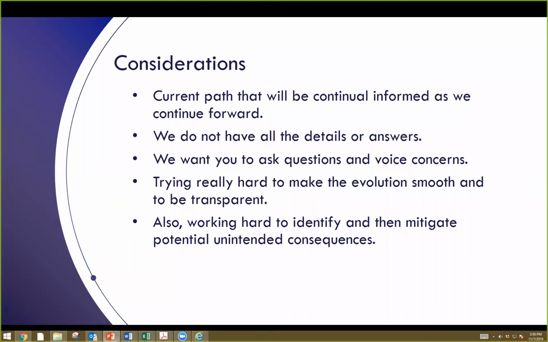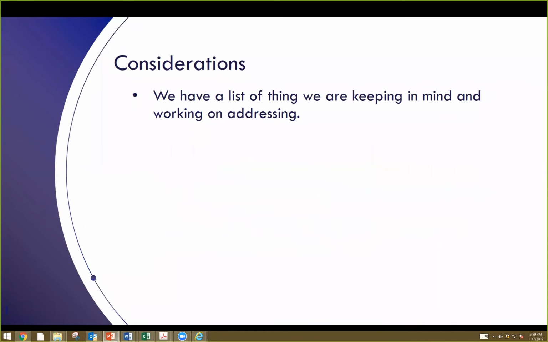Additionally, we're going to work hard to identify any potential unintended consequences, and then try really hard to mitigate those. If we know what those unintended consequences are ahead of time, we can try to mitigate the negative effects of those on districts across the state. We have a list of things we're keeping in mind as we move forward, and we're working on addressing.